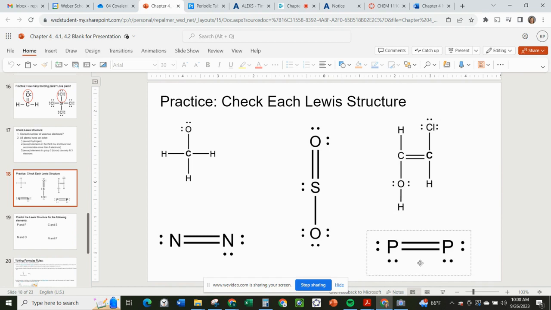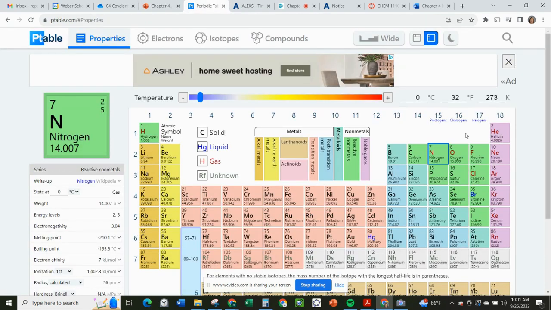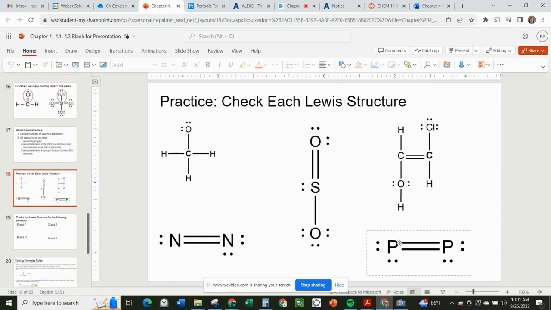And then let's jump down to this one. Phosphorus is in the same column as nitrogen, so it should have 5 valence electrons, and we should see 10 total valence electrons. Counting 2, 4, 6, 8, 10, 12. So this is incorrect because it has an incorrect number of valence electrons.